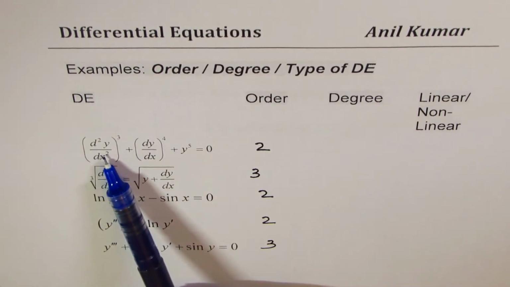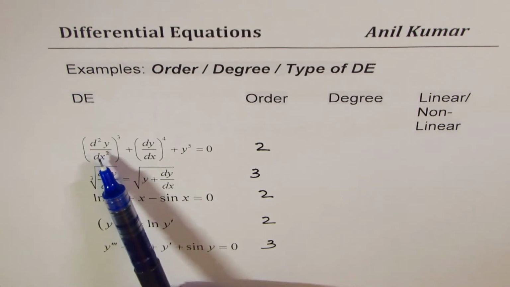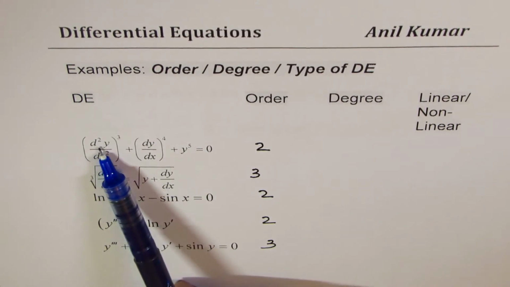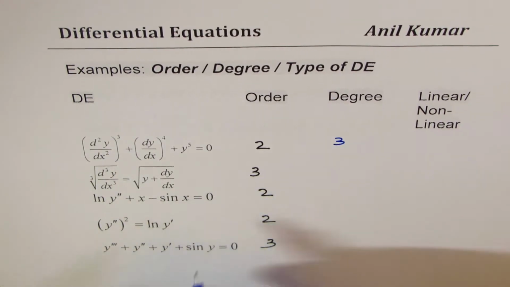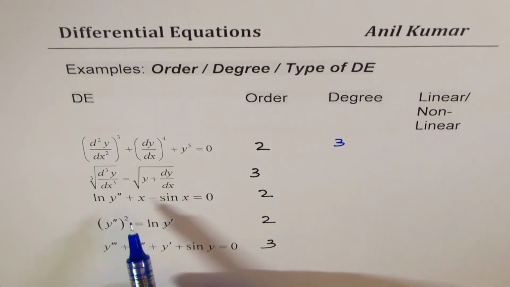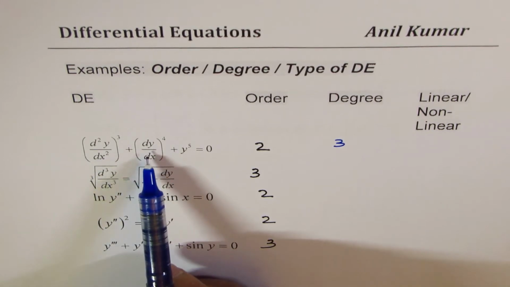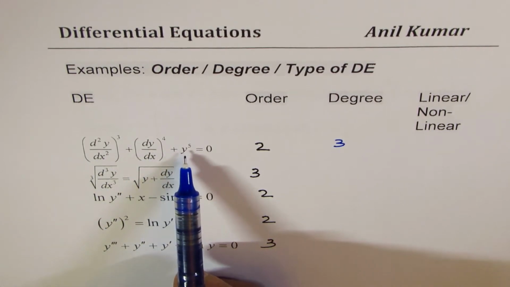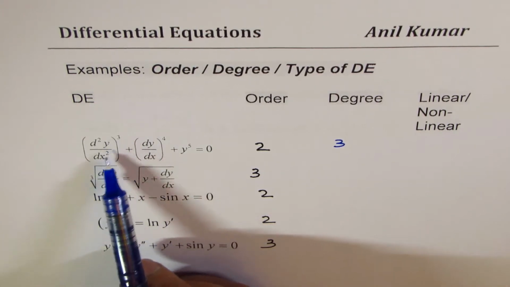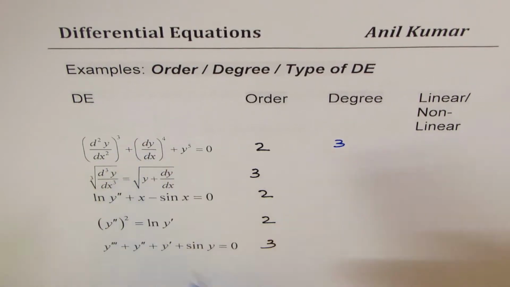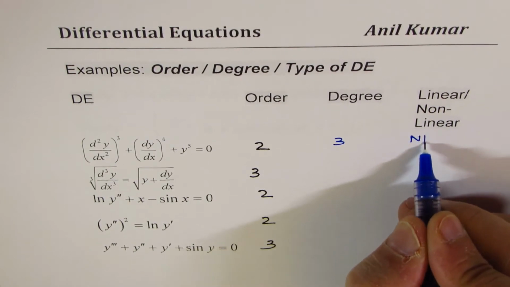In the first case, the highest order is of the first term, which is 2, and its power is 3. Therefore, the degree is 3. Is it okay? So we get the degree. Now, is this function linear or non-linear? Since we have exponents on these derivative terms, it becomes non-linear. So let me write non-linear.